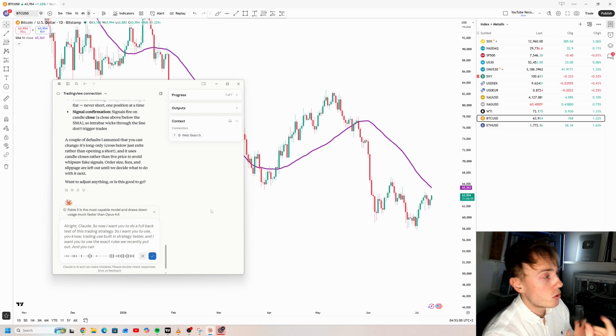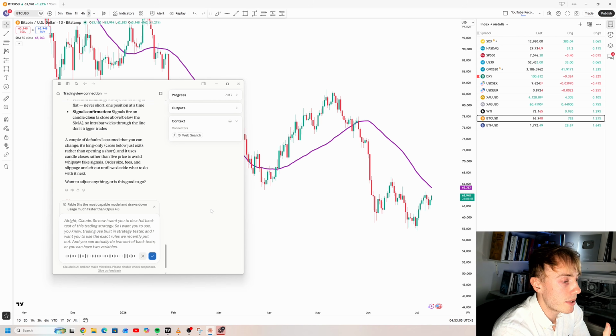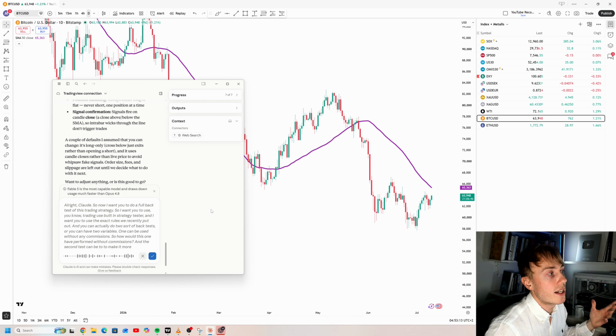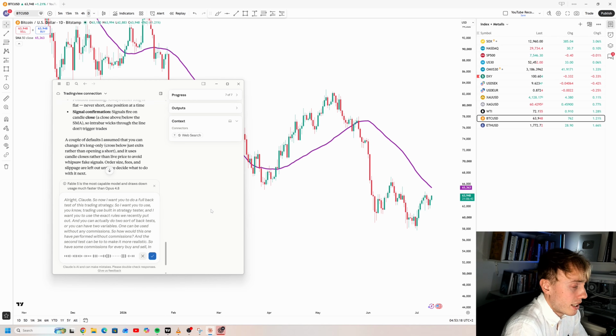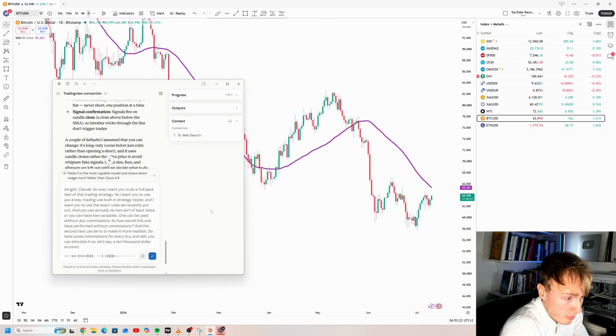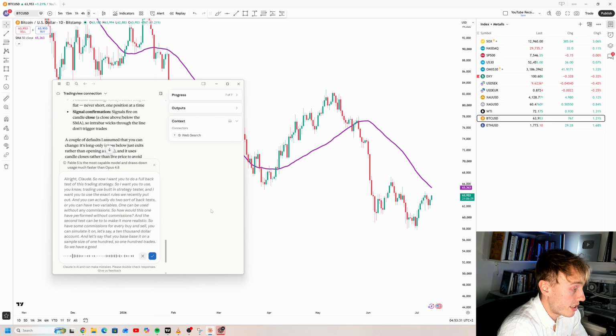And you can actually do two sort of backtests, or you can have two variables. One can be used without any commissions. So how would this one have performed without commissions? And the second test can be to make it more realistic. So have some commissions for every buy and sell. You can simulate it on, let's say, a $10,000 account. And let's say that you base it on a sample size of 100. So 100 trades. So we have a good sample size.